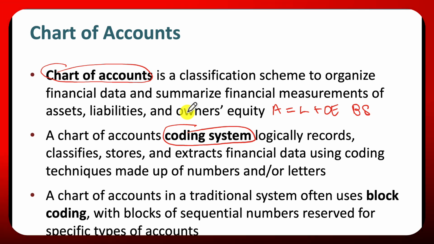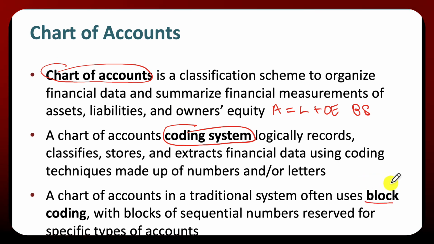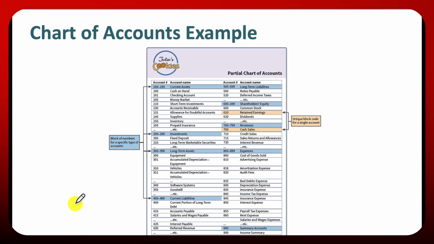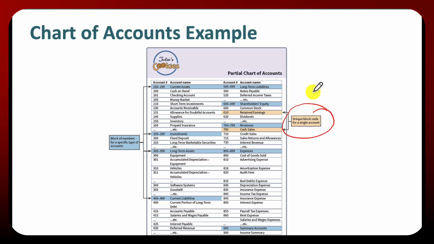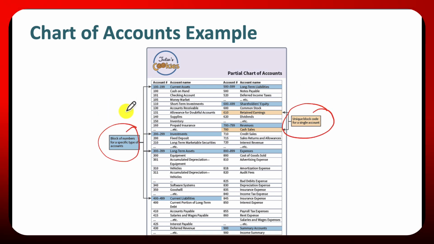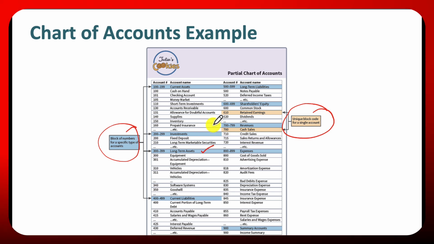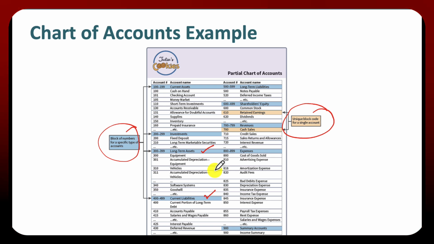A chart of accounts in a traditional system often uses block coding, with blocks of sequential numbers reserved for specific types of accounts. Here we see an example of Julia's Cookies and a chart of accounts. You see here we have unique blocks for a single account, and then we have blocks of numbers for specific accounts. Typically the hundreds are assets, 200s could be liabilities, 300s could be owner's equity. In this case, our hundreds are current assets, 200s are investments, 300s are long-term assets, and then we go into current liabilities and the rest.